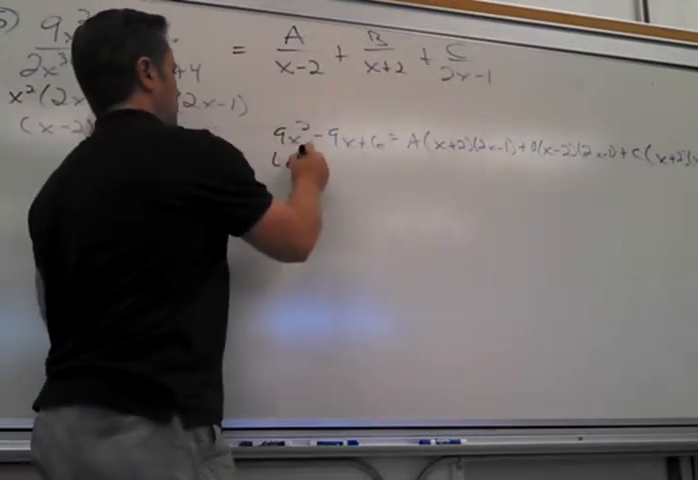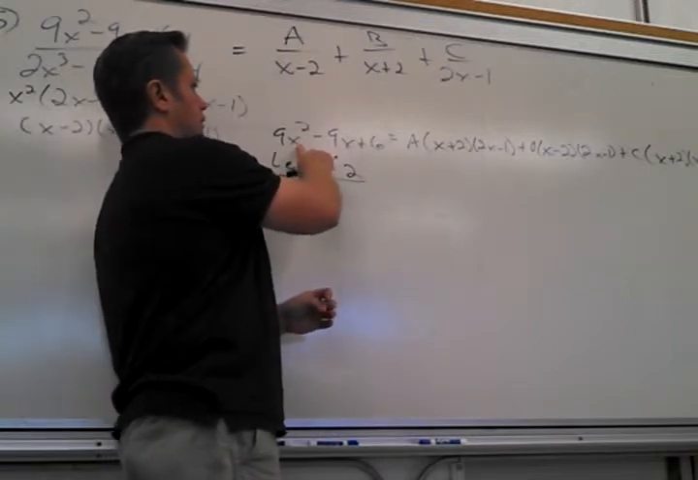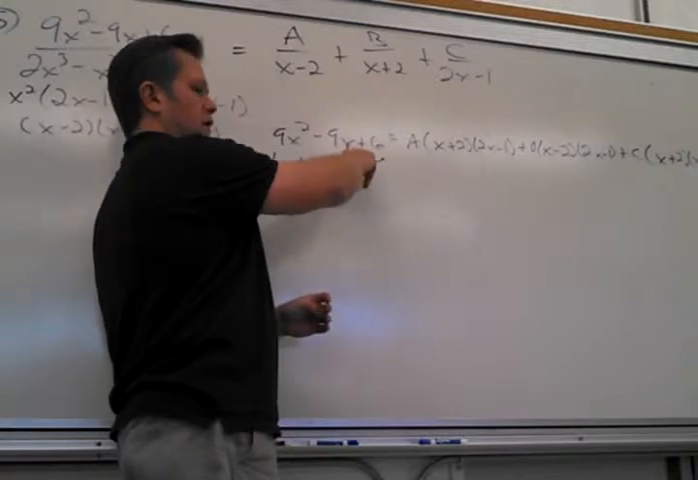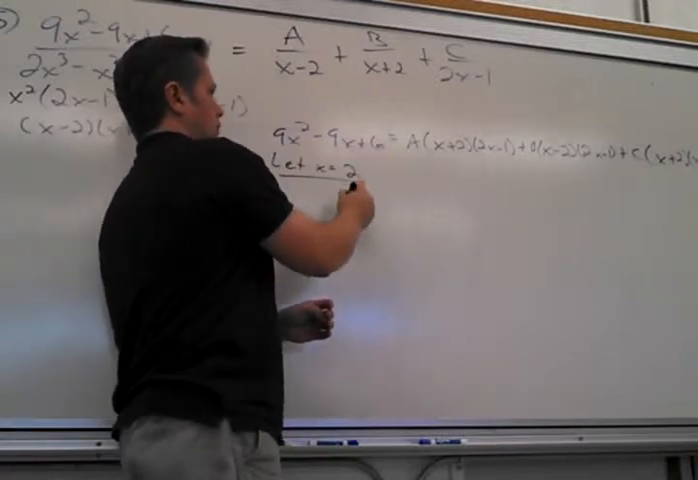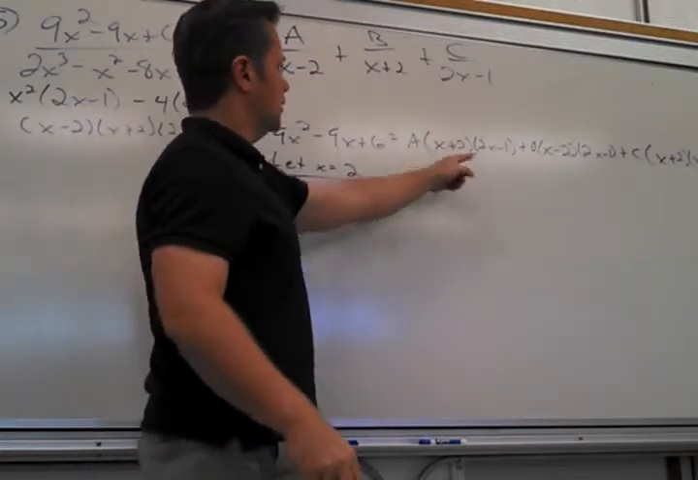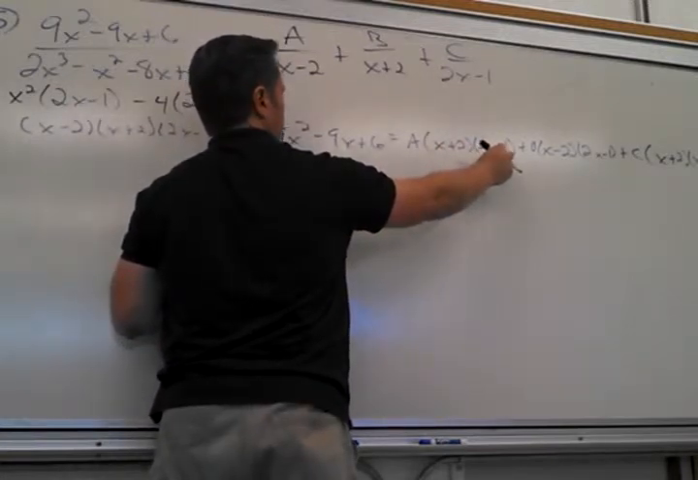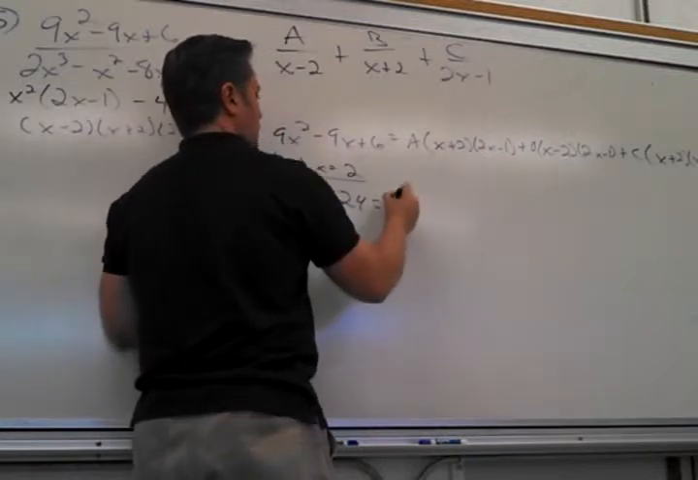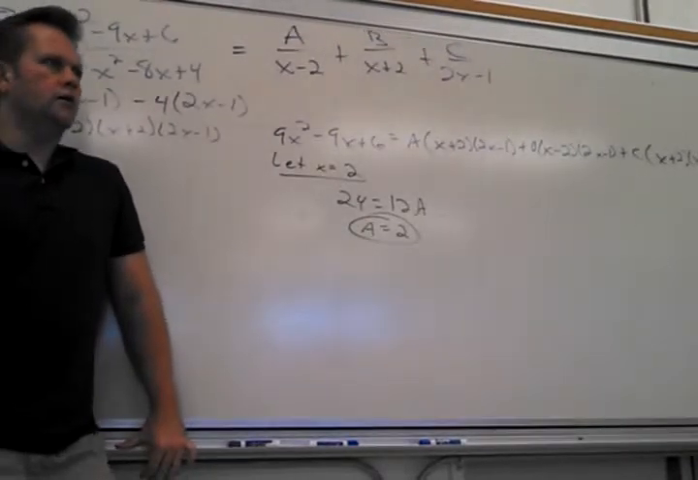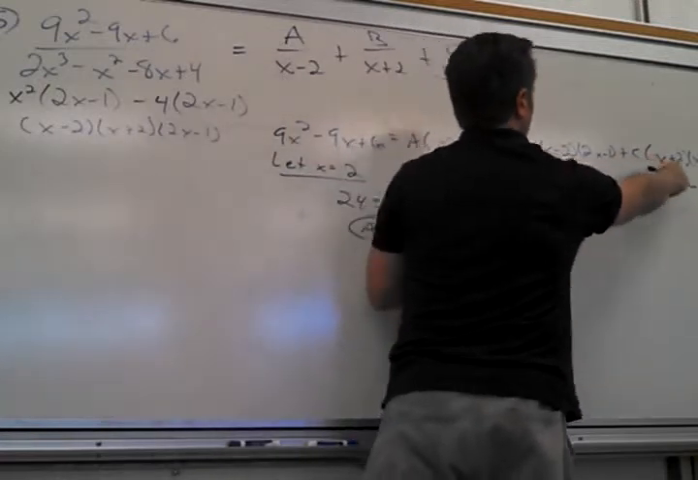So if I let x equal 2, I'll get 36 minus 18 is 18, plus 6 is 24. And of course, which one's left alive? The A part's left alive. And I get 24 equals 4 times 3, 12A. A is 2. Do you see that, Jess? So those canceled out, because that's why we picked 2, so that those would go away.